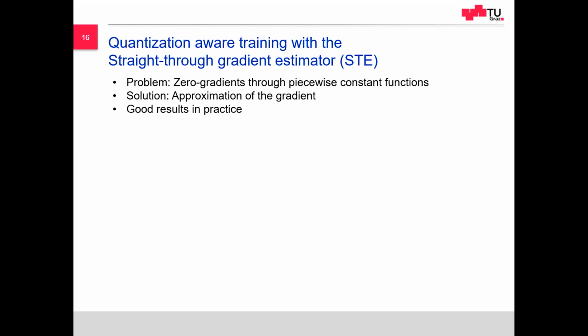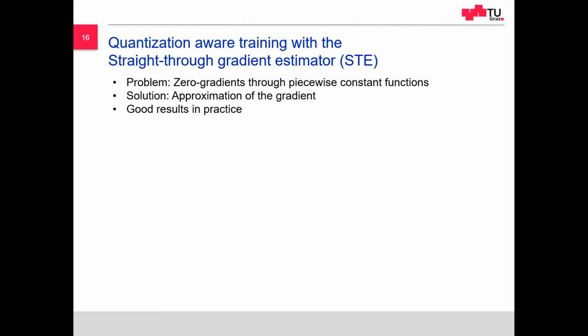As for quantization, we use quantization-aware training with the straight-through gradient estimator. So in general, the problem with training quantized neural networks is that the quantization functions or the piecewise constant activation functions introduce zero gradients during backpropagation, which means that we can't use typical gradient-based optimization algorithms anymore.